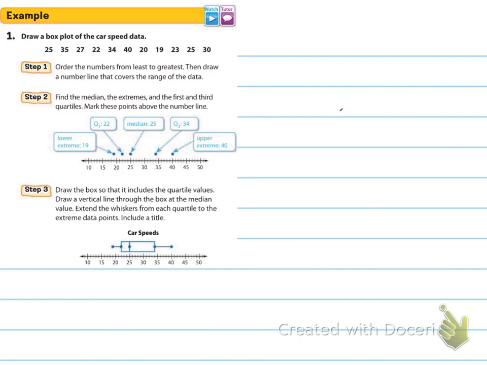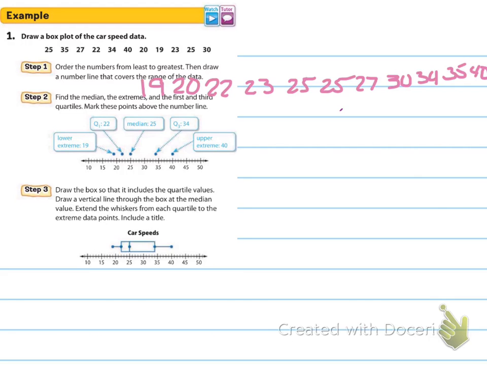So it says to draw a box plot of the car speed data. So first of all, we order the numbers from least to greatest and draw a number line that covers the range. So step 1 is putting them in order from least to greatest. Now that you've got that written out, you're going to have the lowest and highest numbers. So I know that my number line needs to represent numbers from 19 all the way up to 40. How you want to set up your number line is completely up to you. If you want to do it by ones, if you want to skip count by twos like they did in the example, whatever works. They've shown it by fives with little tick marks in the middle, which is fine, except that it's kind of hard to make sure your dots are in the right spot when you're plotting all these points.